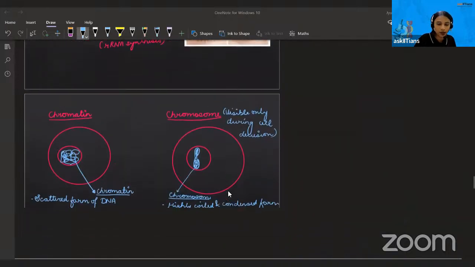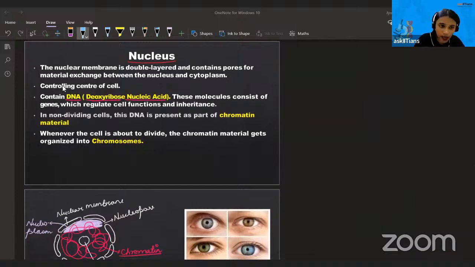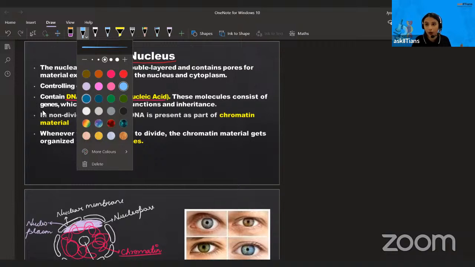Now here you will see, as I told you, it is the controlling center. Why? Because inside the nucleus our DNA is present, and in DNA all the information of an organism is present, whether the appearance or everything. Everything is regulated by this DNA. And what is a gene? Inside our DNA there are a large number of genes present, around 25,000. So what is a gene actually? A gene is the functional segment of DNA, or we can say it is a unit of inheritance.